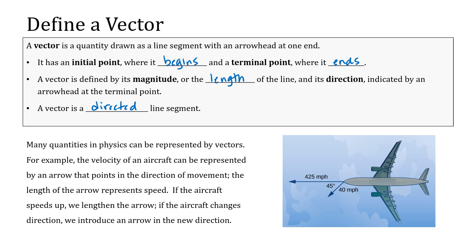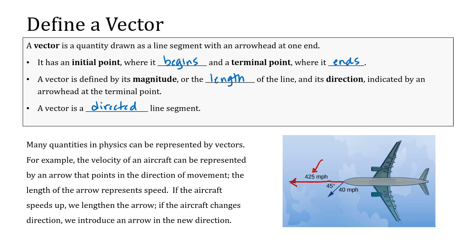In this example, we're looking at the velocity of an aircraft, and that velocity can be represented by an arrow that points in the direction that the airplane is flying. It looks like this airplane is flying west. The length of the arrow represents its speed. So 425 miles per hour is being represented by the length of this vector.